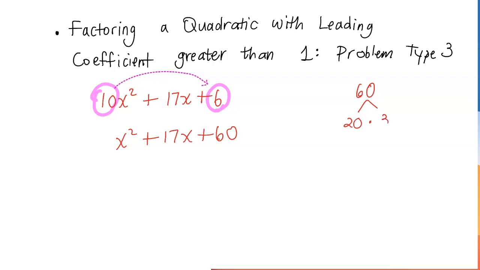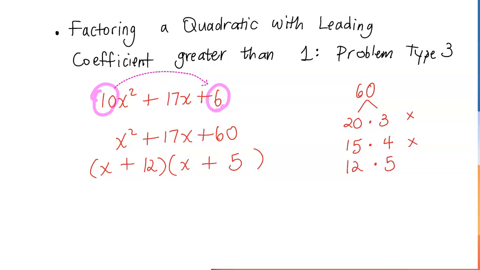20 times 3 is 60, but they're not going to add up to 17. How about 15 times 4? Oh my goodness, I am now confused. How about 12 times 5? Oh, I think I got this. It's 12 times 5. I had to think about a couple of numbers that multiply to be 60, but they were not adding up to 17, except for this very last pair. 12 times 5 is 60. If they're both positive, they're going to add up to 17, and they have to be both positive because all the signs are positive here.